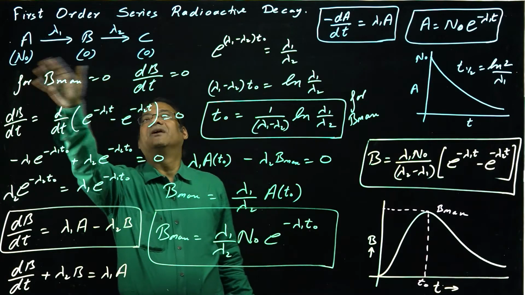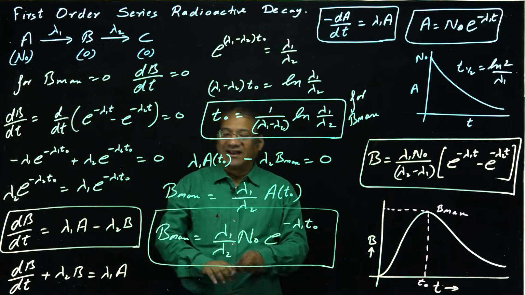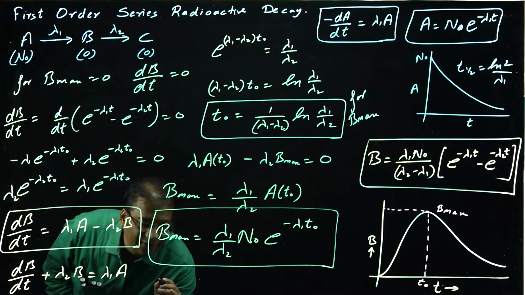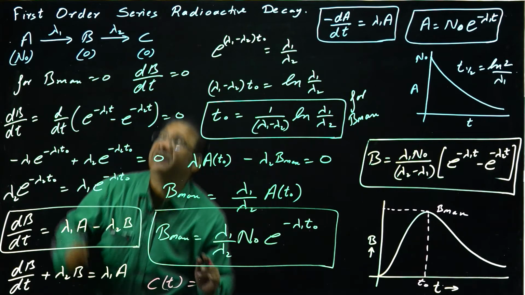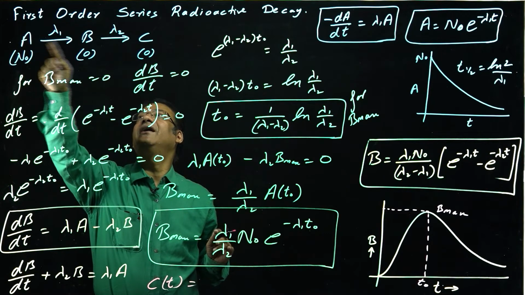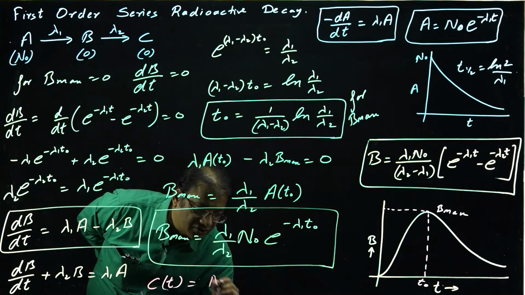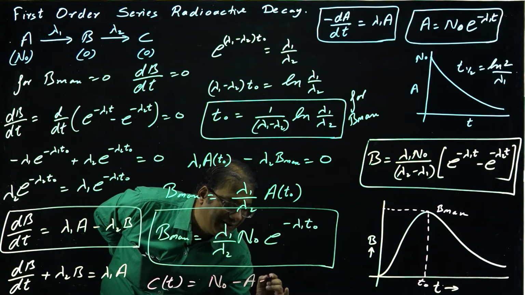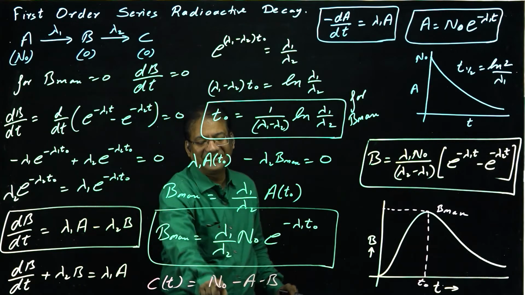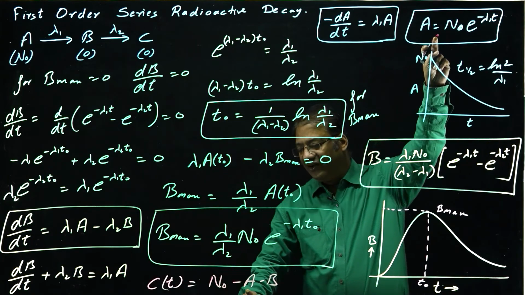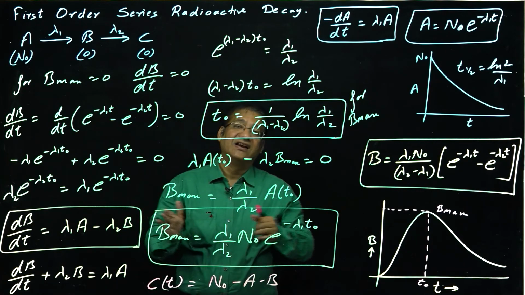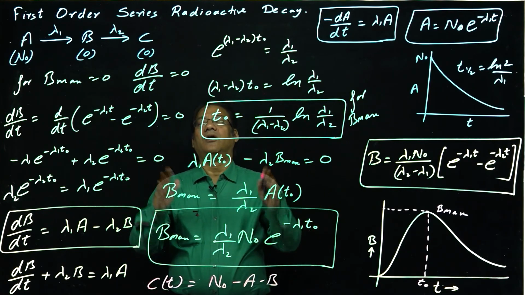After infinite time, C would become equal to n naught. One can always write the function for C. The function for C at any time t would be initially A minus the remaining amount of A minus the remaining amount of B. So it should be equal to A naught minus A minus B. This is the variation of C with time. One can always write this equation. For A, we know the function. For B, we know the function. One can always write the function for C with time. Observe it, put it down.